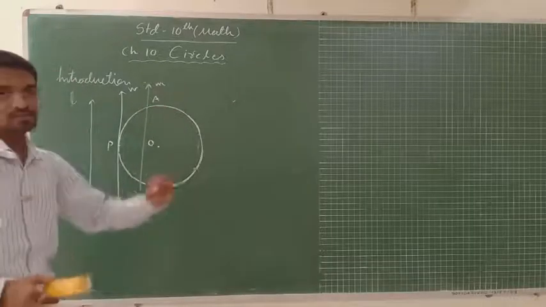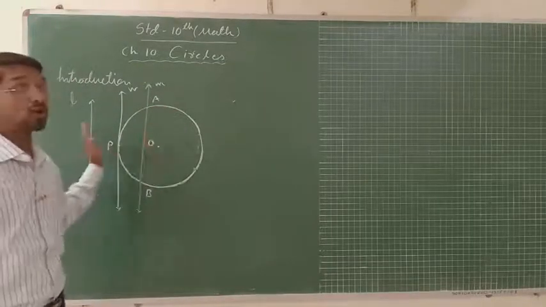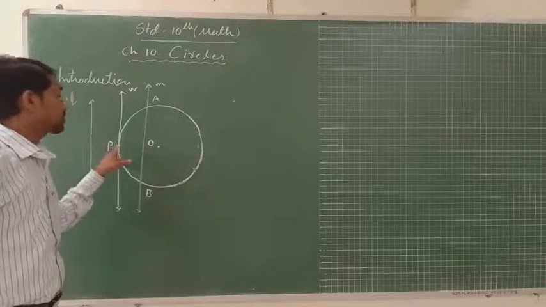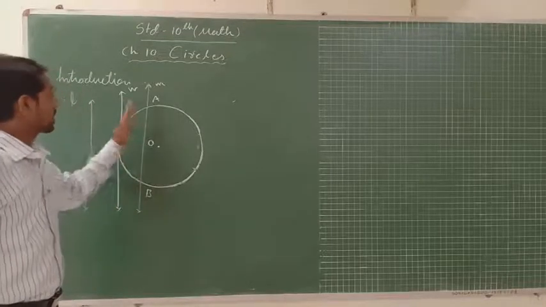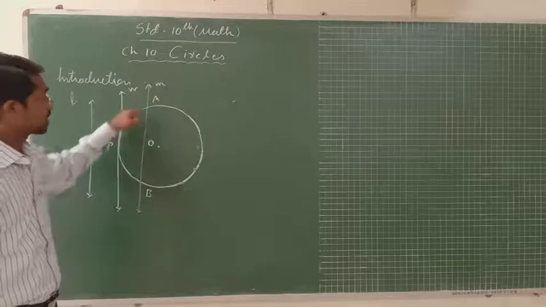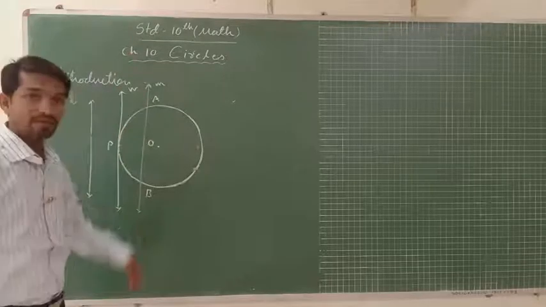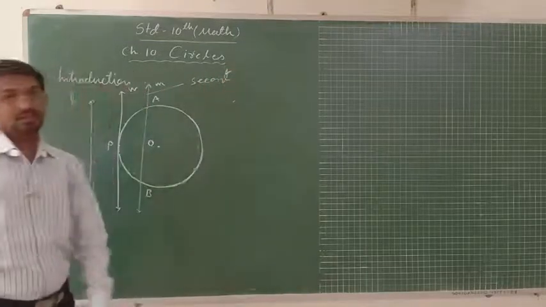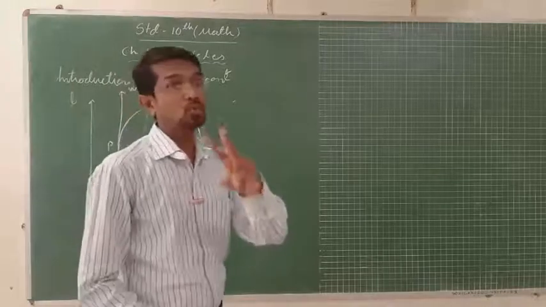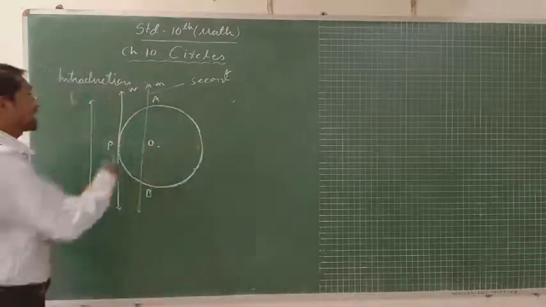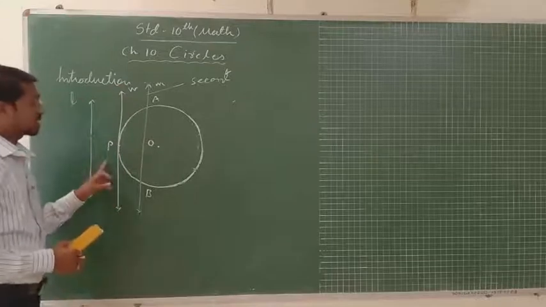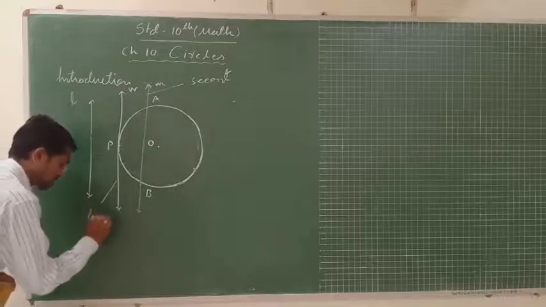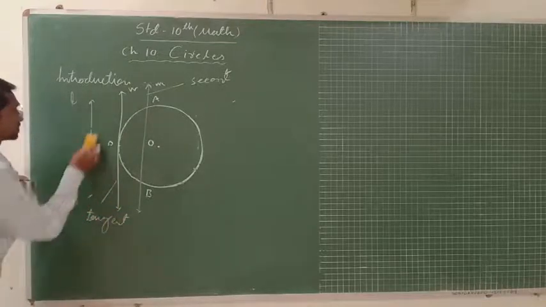What is the difference between these three lines? This line does not intersect the circle at all. Line L intersects the circle at one point only. Line M intersects the circle at two points A and B. A line that intersects a circle at two points is called a secant of the circle. And a line that intersects a circle at only one point is called a tangent of the circle.